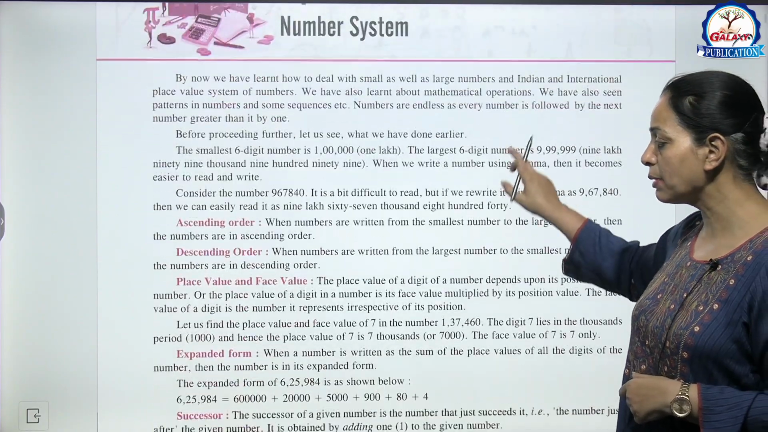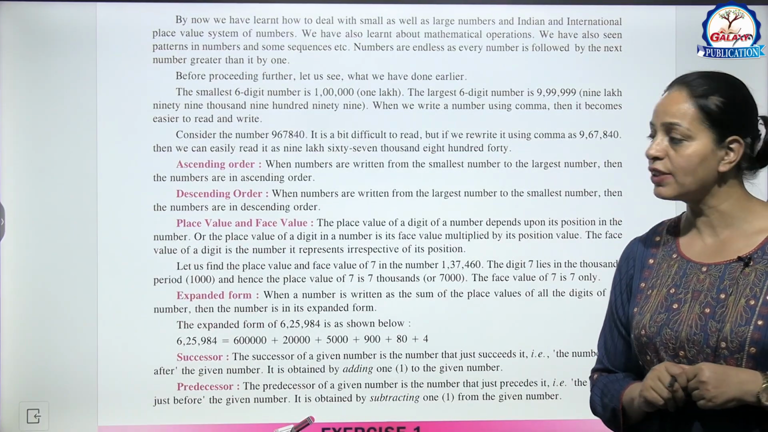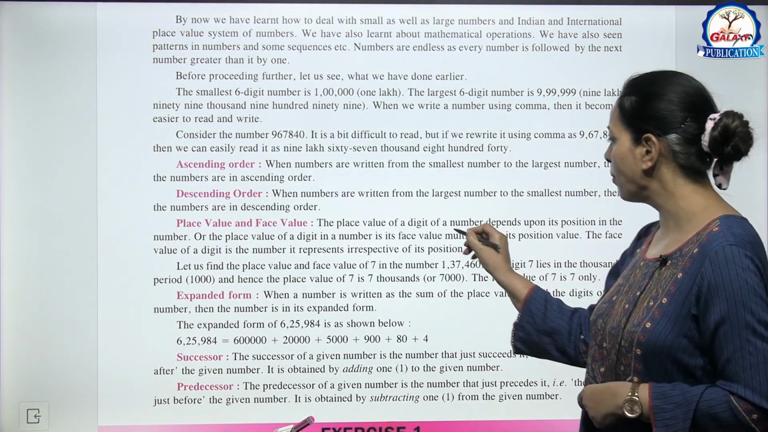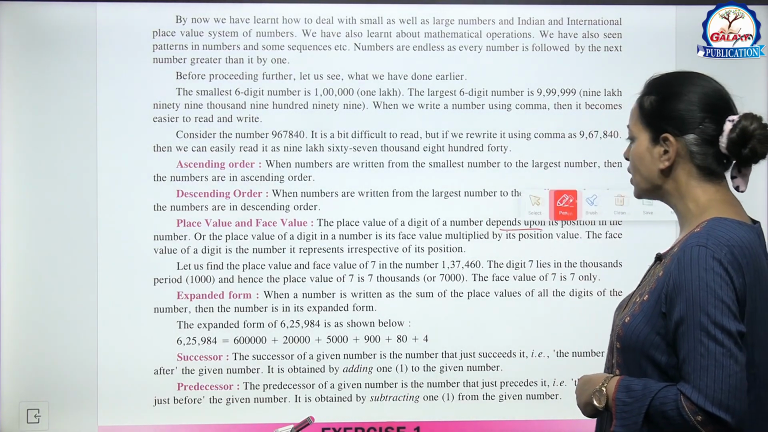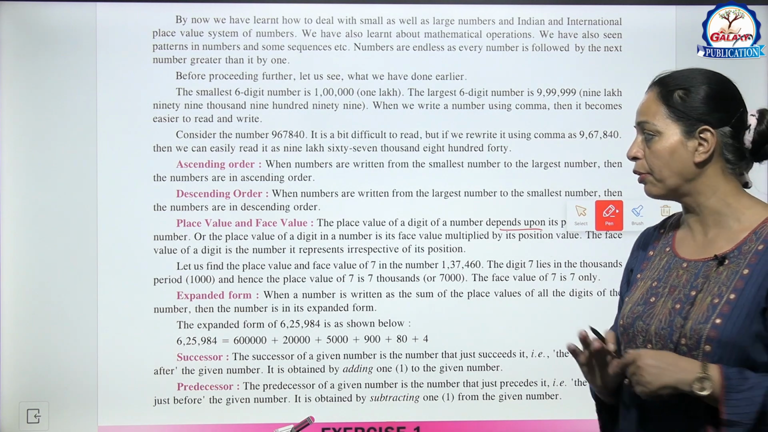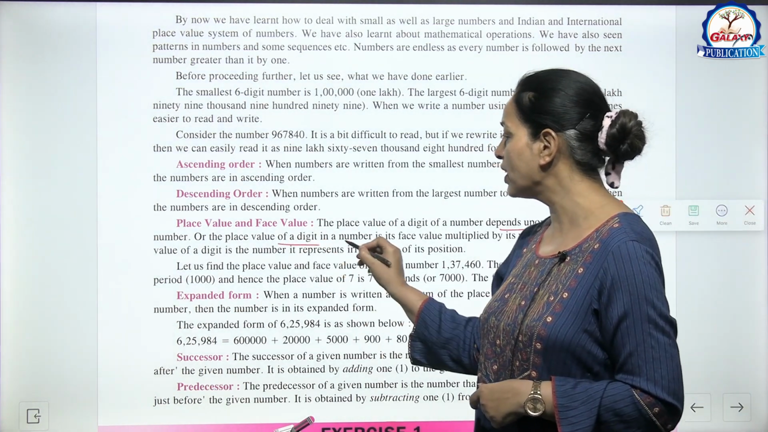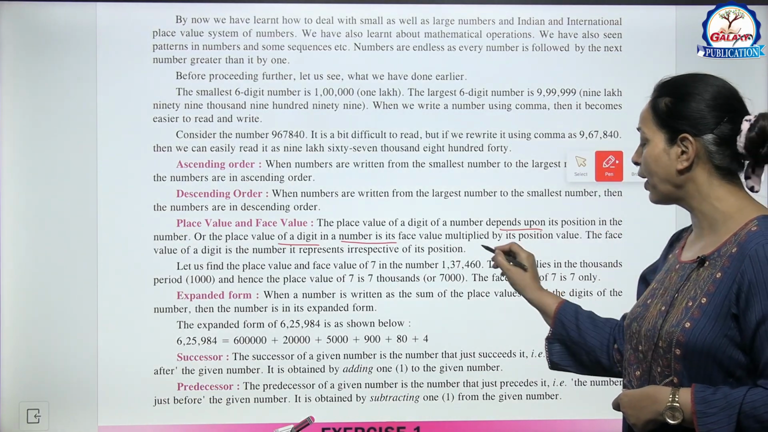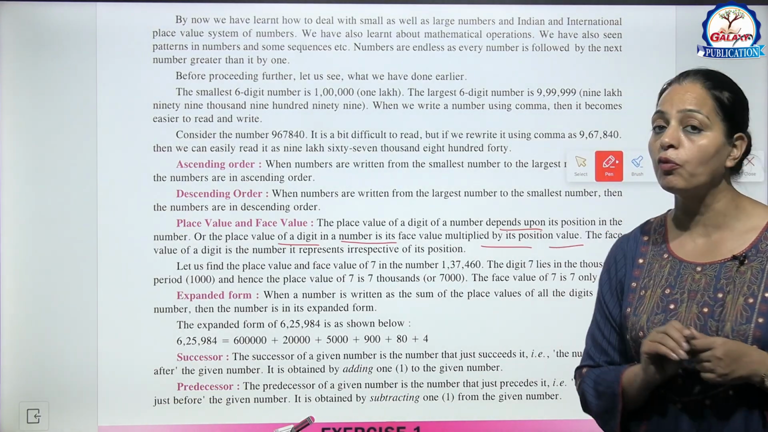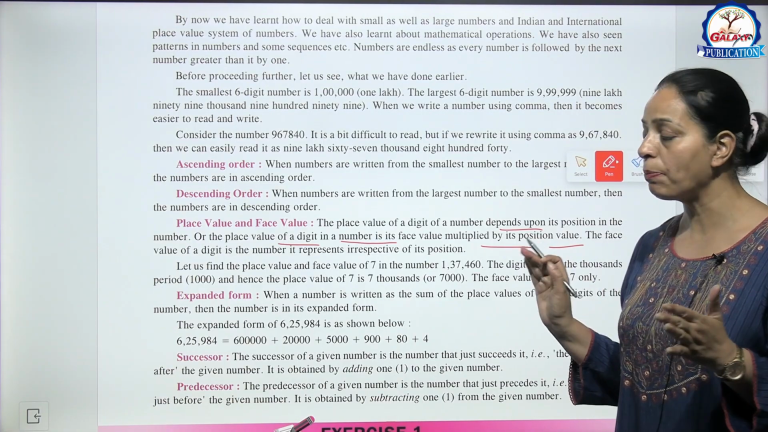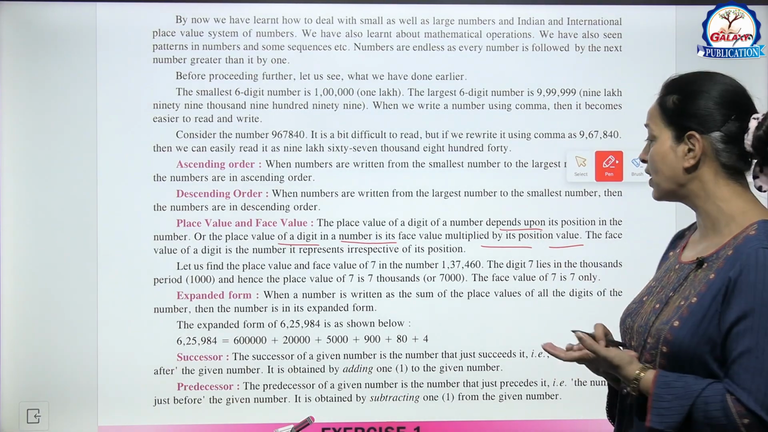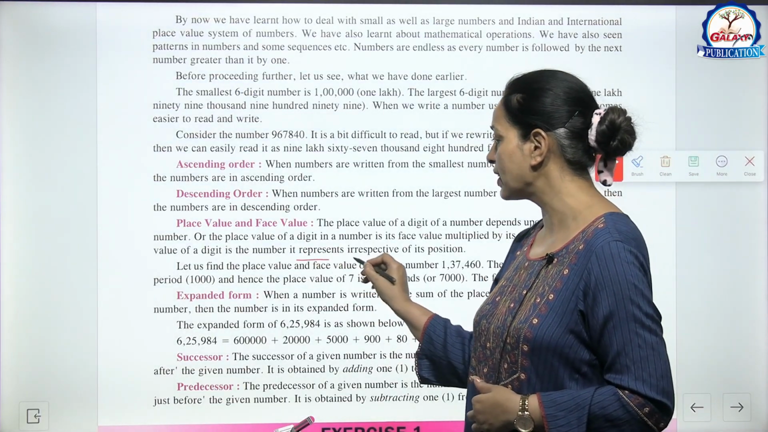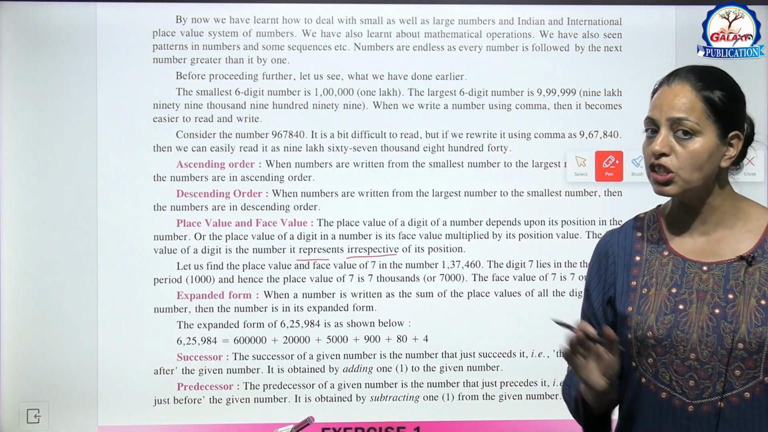Now the next is place value and face value. The place value of a digit of a number depends upon its position in the number, or the place value of a digit in a number is its face value multiplied by its position value. Place value depends on the position of the digit. The face value of a digit is the number it represents irrespective of its position.